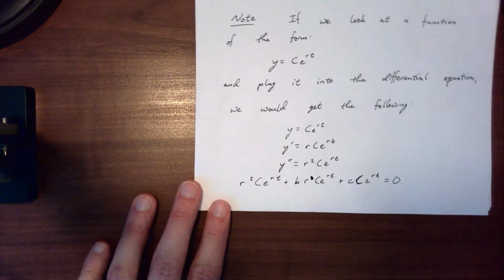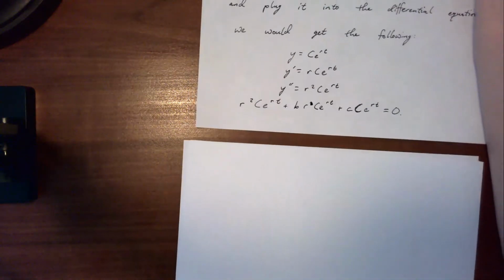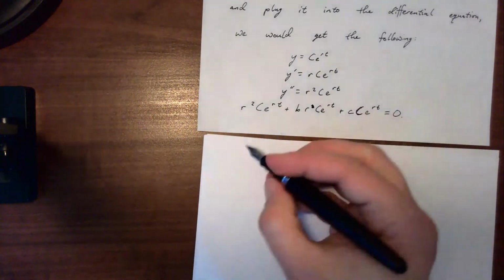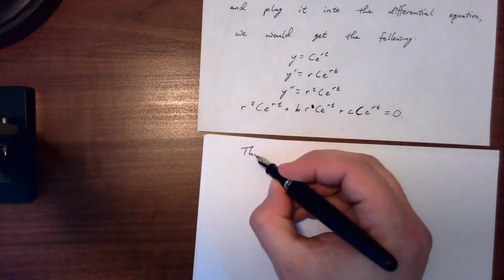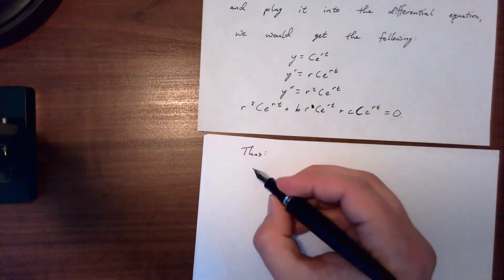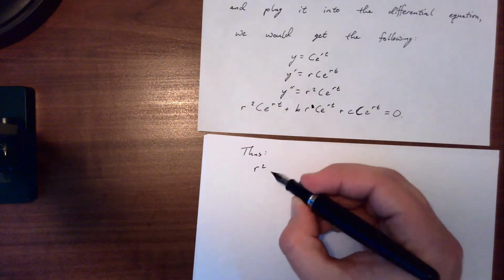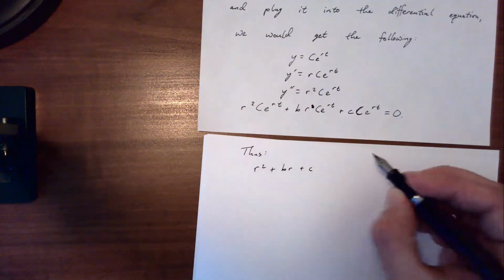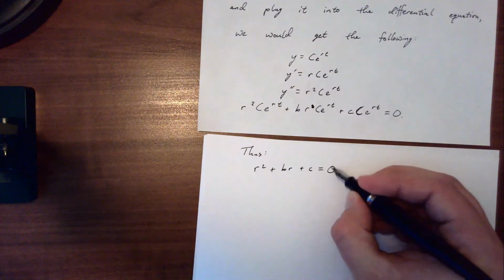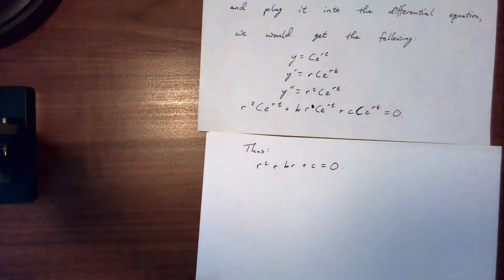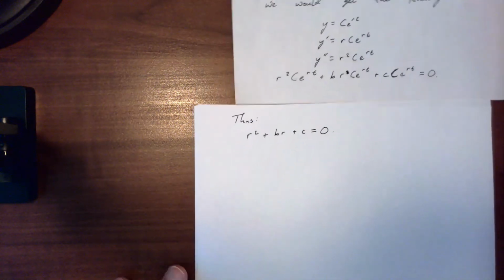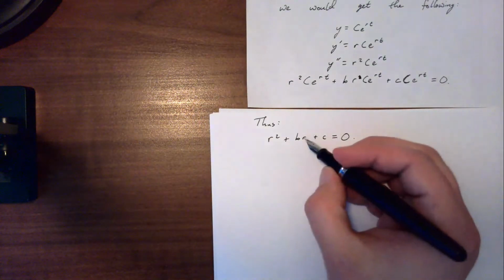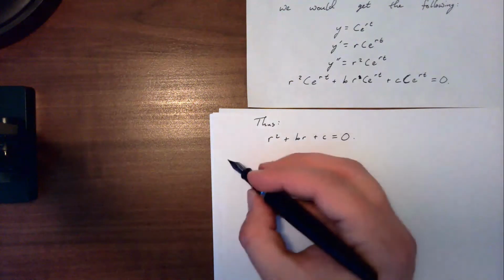And then if we take this and divide everything by the capital C and the e to the rt, thus r squared plus br plus c equals 0. And what this means is that functions of the form that we have identified will be solutions precisely when the value of r satisfies this equation.